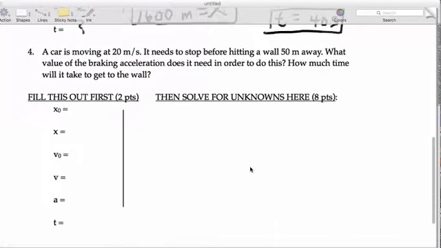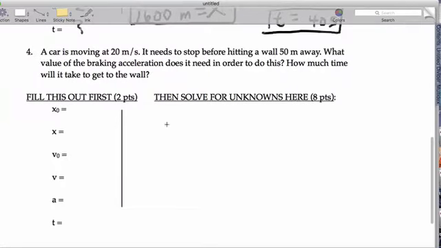Right, for problem number 4, we have a car moving at 20 meters per second before hitting a wall 50 meters away. And we want to know the value of the braking acceleration to do this, and we want to know how much time it takes to hit the wall.